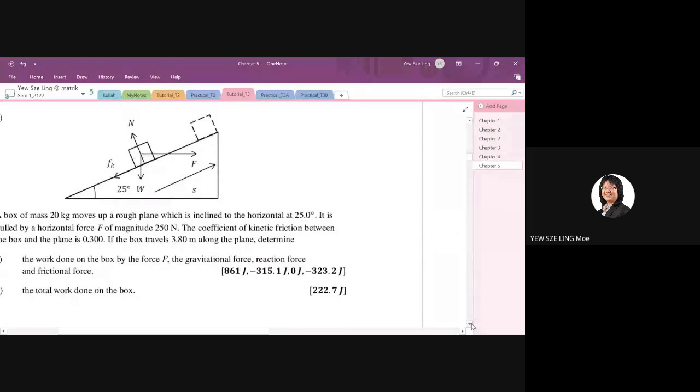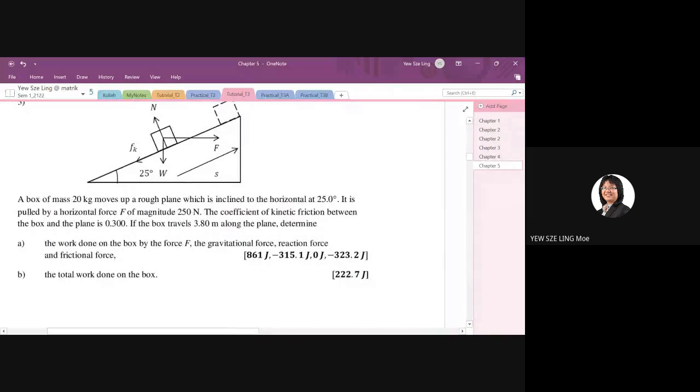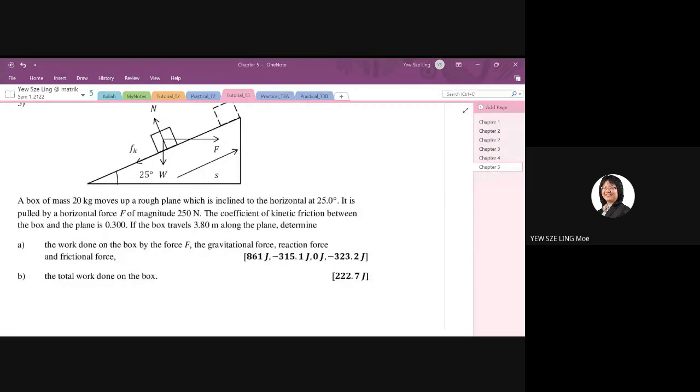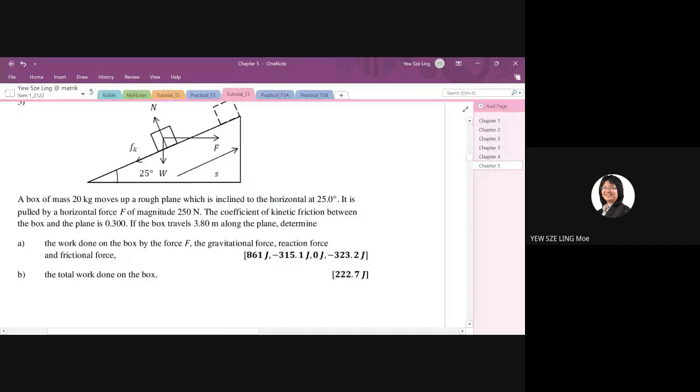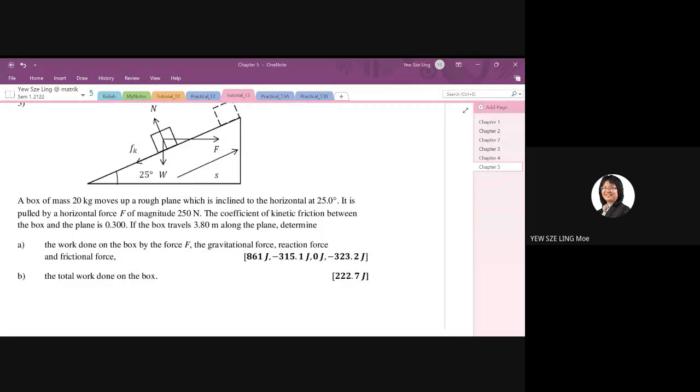So you're given the free body diagram already. You can use the free body diagram, or you can use the original diagram here. It's fine. So from here, you try to think, how are you going to solve it? Five minutes from now, see whether you can get the correct answer or not.